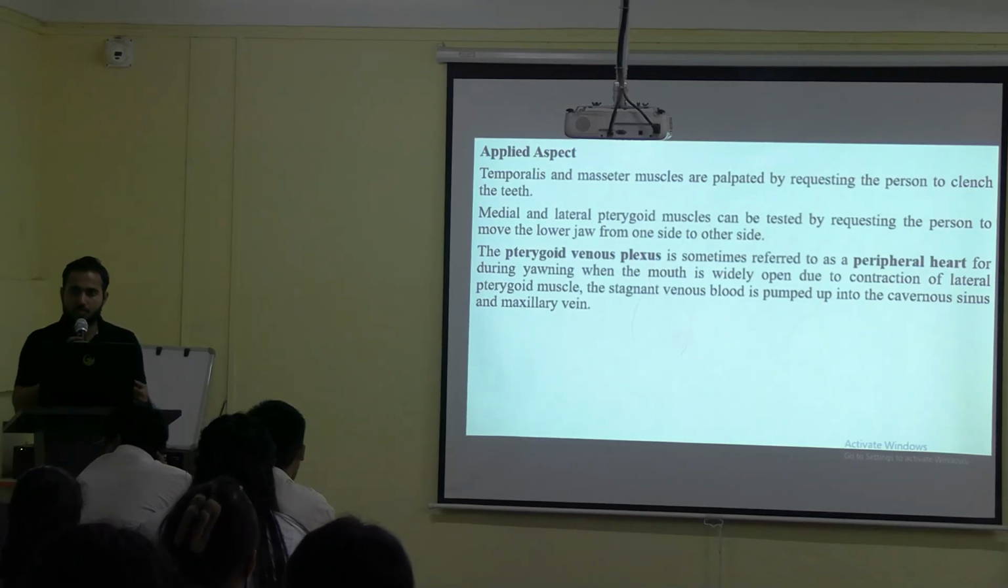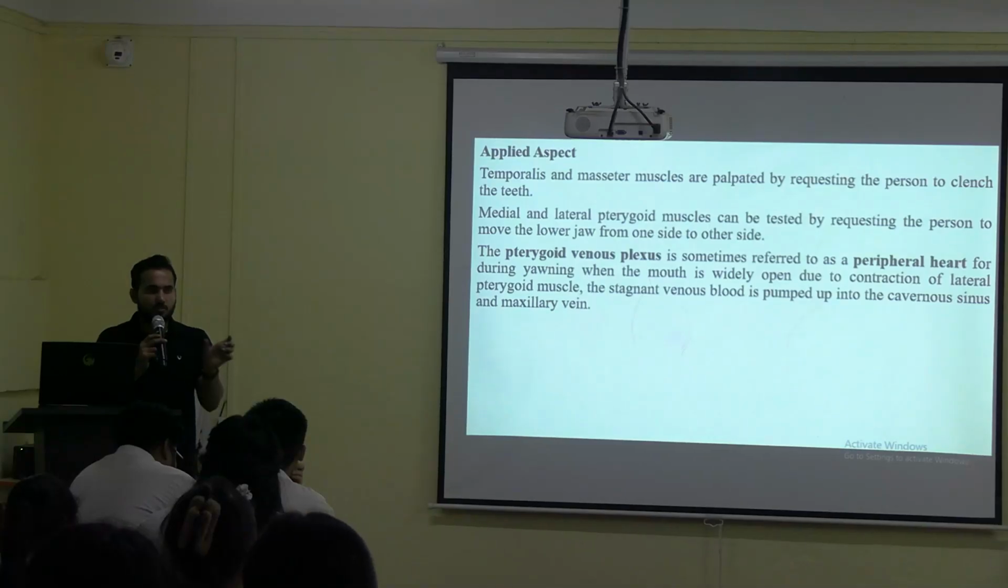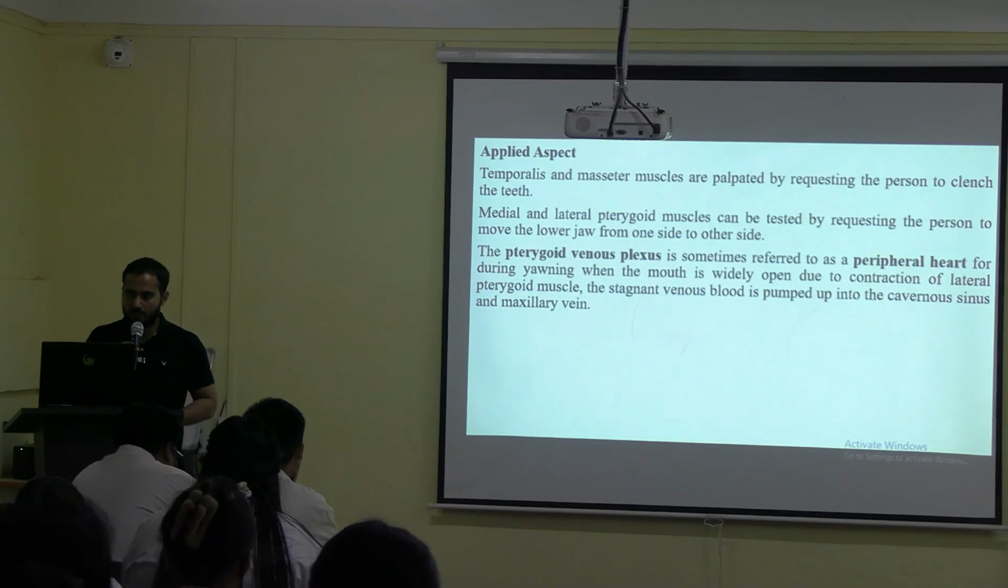Masseter and temporalis जो होता है superficially होता है, और medial and lateral pterygoid जो होता है वो deep होता है. तो deep muscle you cannot palpate. Okay, you can test it. For that you have to ask the patient to do side to side movement of the jaw. ठीक है, अगर side to side movement ठीक से हो रहा है, that means both the muscles are acting properly.